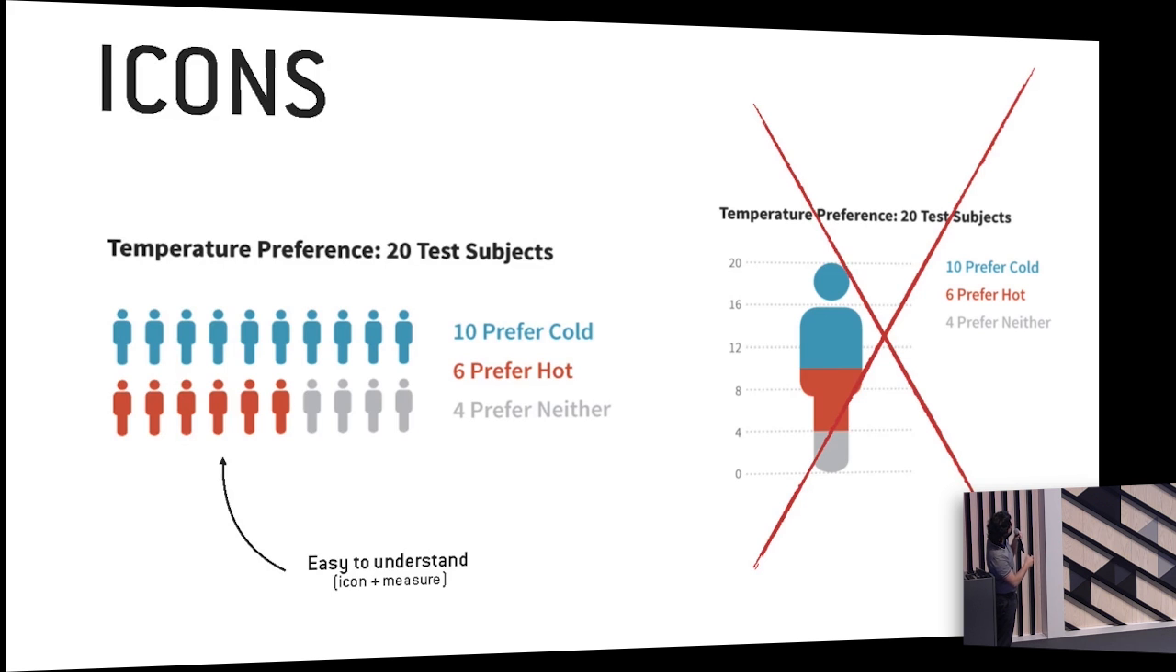In this case, it's the same information, but right here, if I take this legend, if I tell you how many people prefer a call, it's very hard to get this information, and right here, you're just counting persons. So the icons must be easy to understand, the icon per se, and the measure.